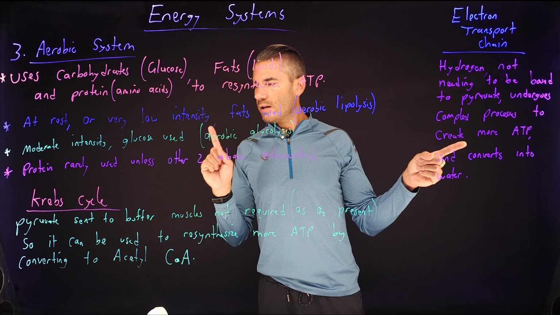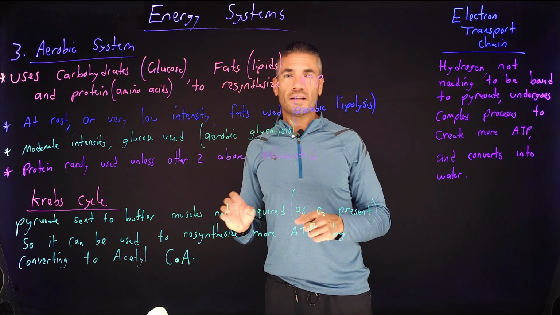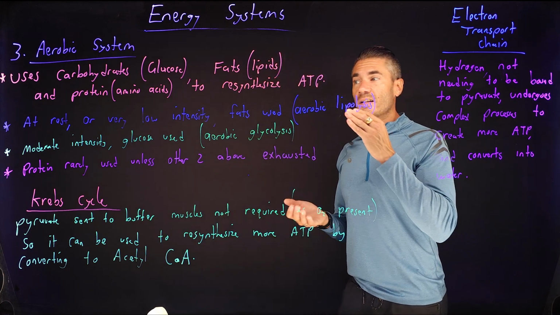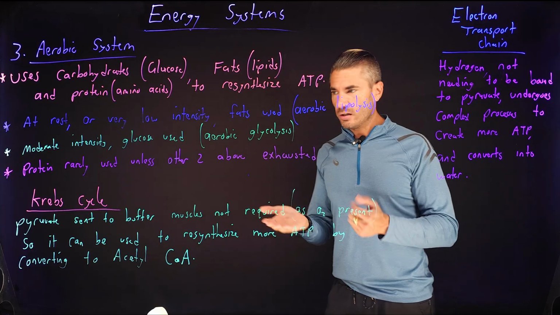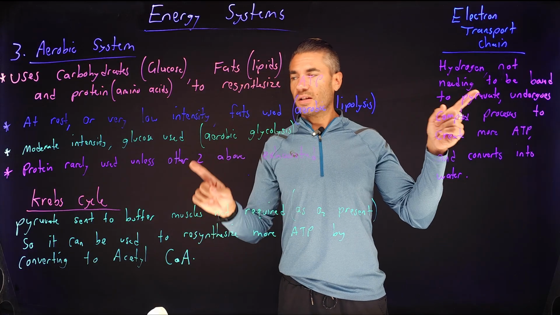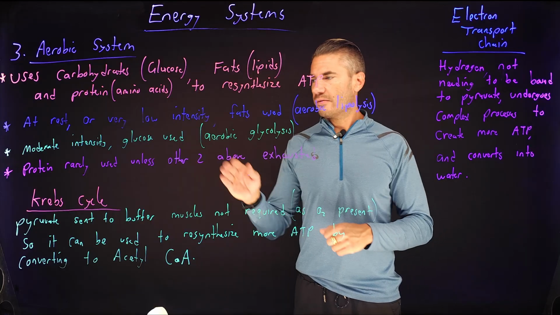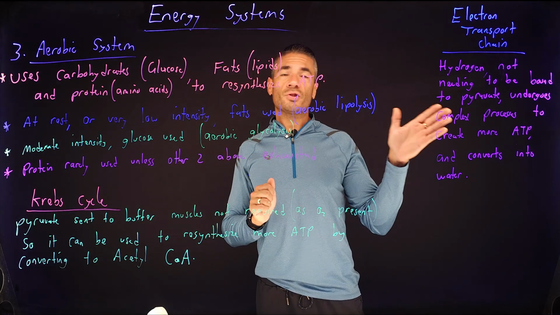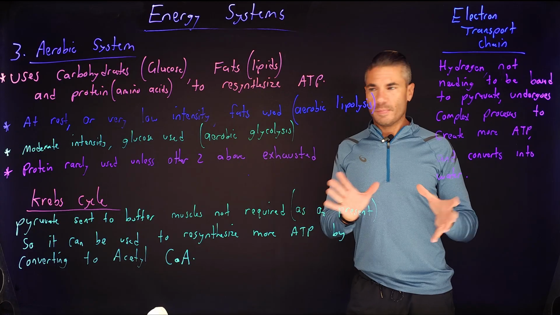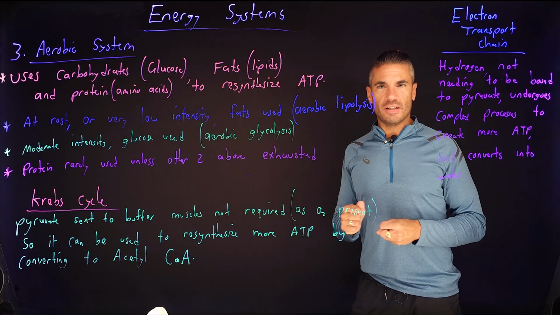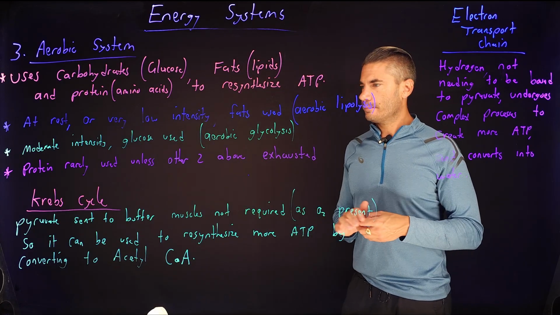Now, there are 2 other parts to this. Other than breaking down glucose or fats through lipolysis or glycolysis, we have these other 2 systems that run at the same time. We've got the Krebs cycle and the electron transport chain. I've tried to summarize this as best as possible because you don't really need to know it in depth, but you may get a question on it.